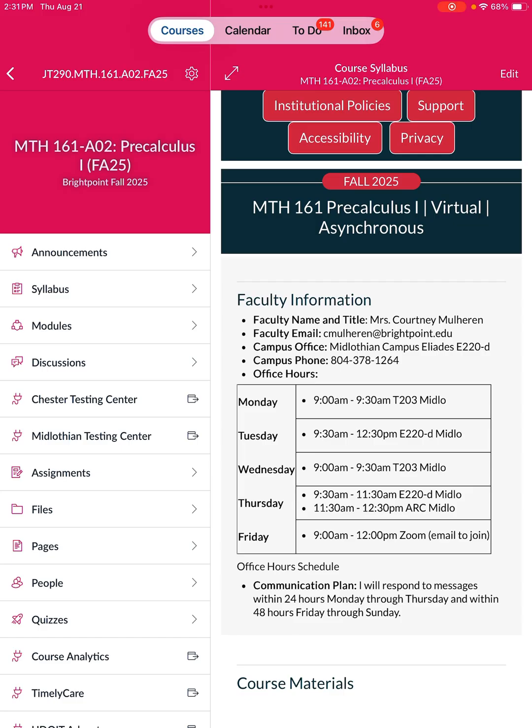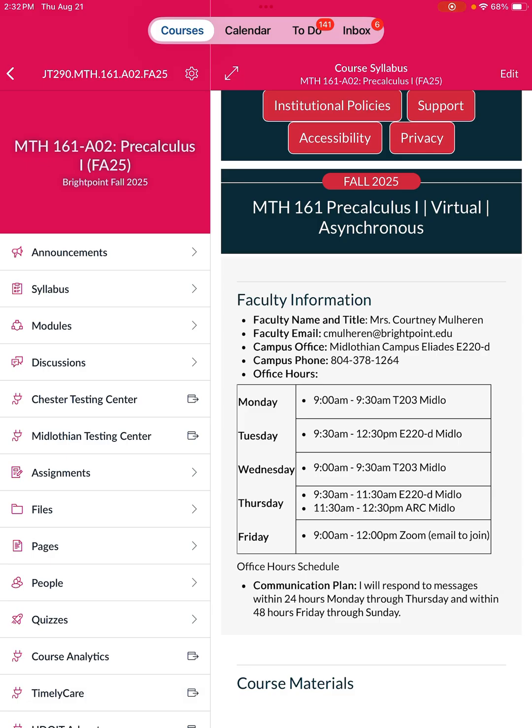My office is on the Midlothian campus in Eliades, E220D. It's tucked away in the back left corner. I will be there on these days. Monday and Wednesday mornings, I'll just be in the T203 suite because that's where all of the math classes are. I won't go over to my office before my 9:30, but Tuesday and Thursday I'll be in my office, and Thursday I'll be in the ARC.